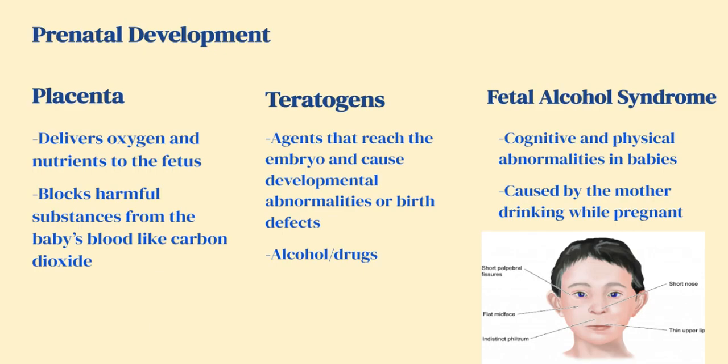Prenatal development. The placenta delivers oxygen and nutrients to the fetus. It also blocks harmful substances from the baby's blood, like carbon dioxide. Teratogens are agents that reach the embryo and cause developmental abnormalities or birth defects. An example of a teratogen would be alcohol or drugs.